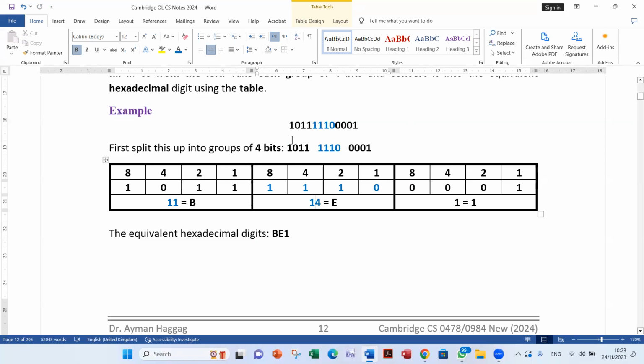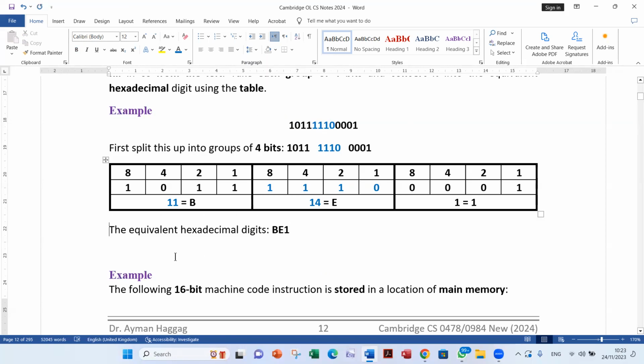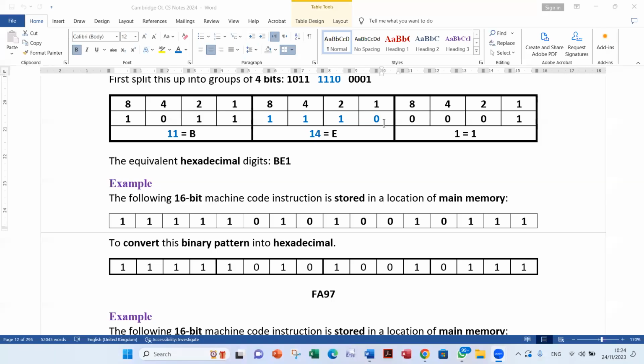Again, the last group is 1, 0, 1, 1. You put weights 1, 2, 4, 8, and that is 8 plus 2 plus 1, that is 11, and 11 is B. So the equivalent is BE1. And now we are done converting. Very easy. It is very easy, no matter how many bits. Even if you are dealing with 16 bits, I don't mind.